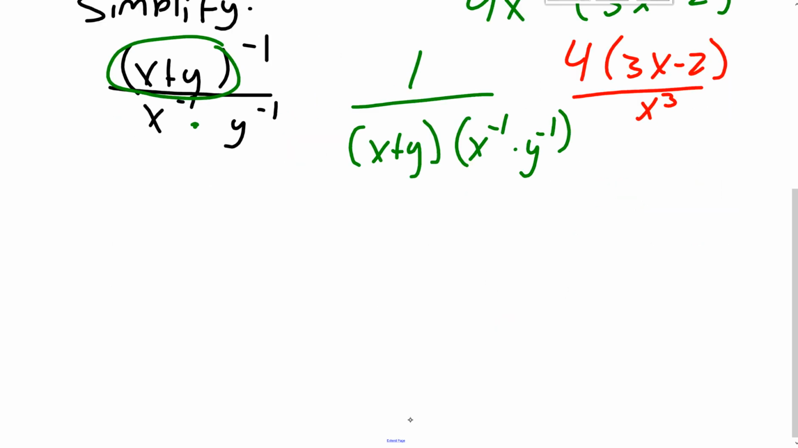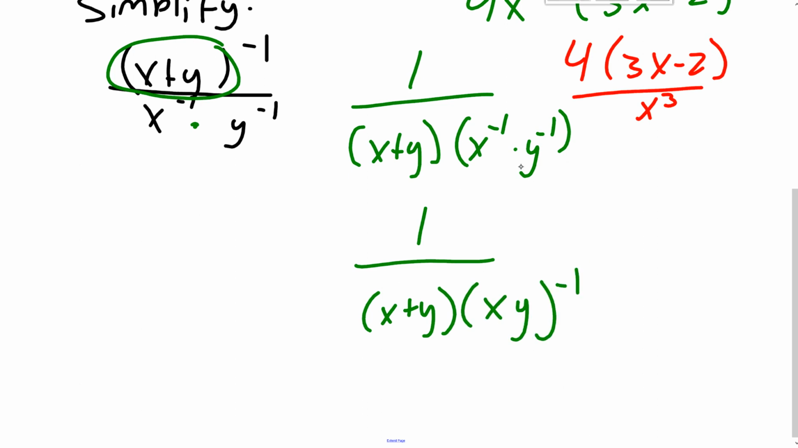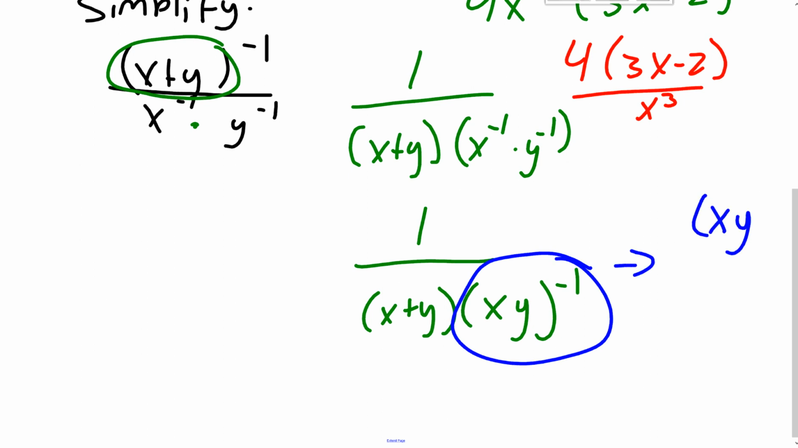So those I could flip on their own. Since they're both being raised to the -1, I could rewrite them as xy raised to the -1, and now I can bring this to the top. So that looks like xy, that's being raised to the -1, all over x plus y. Now it's a positive 1. There you go. So now I don't even need that. And so there, it looks like that.